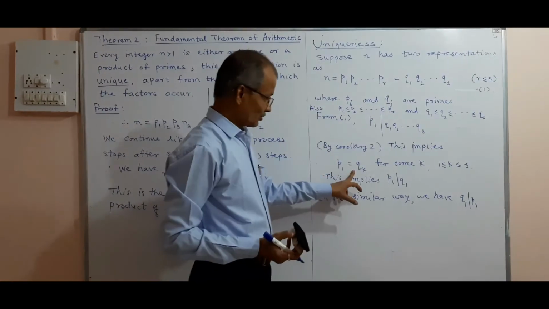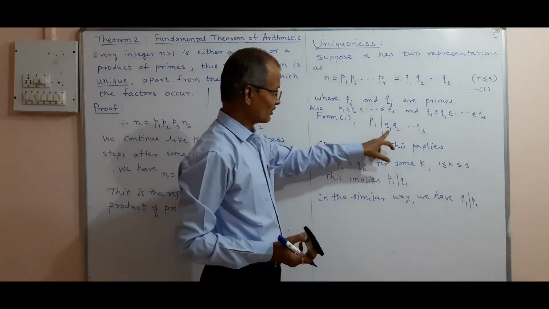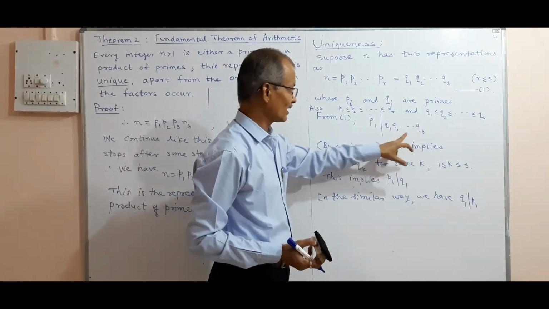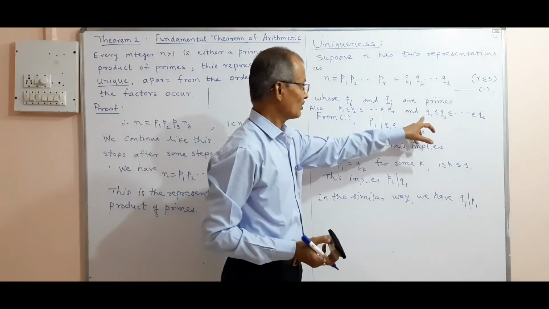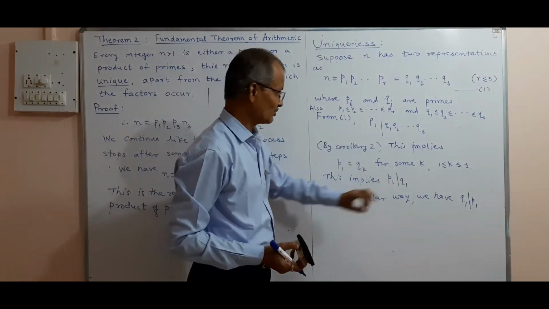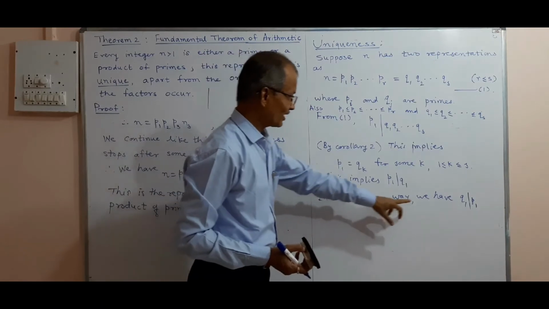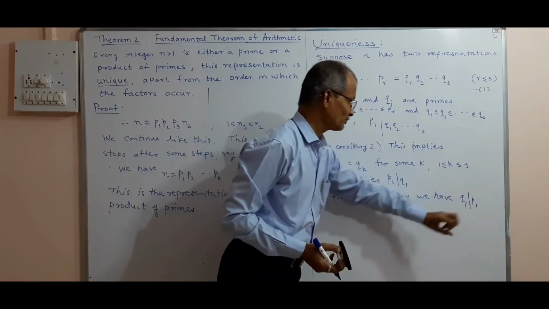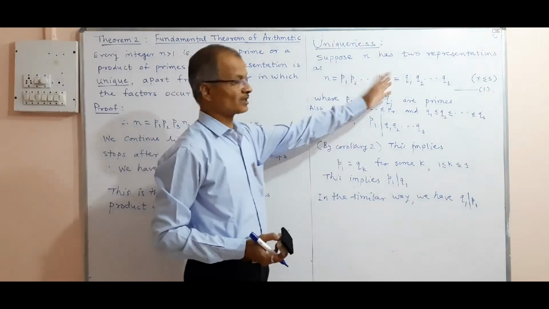P1 is equal to Qk, and P1 must be equal to the first member, because the other are greater than or equal to Q1, and therefore P1 divides Q1. And in the same way we can prove that Q1 divides P1 by interchanging these sides.